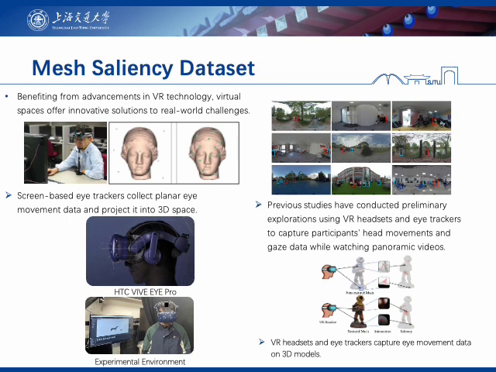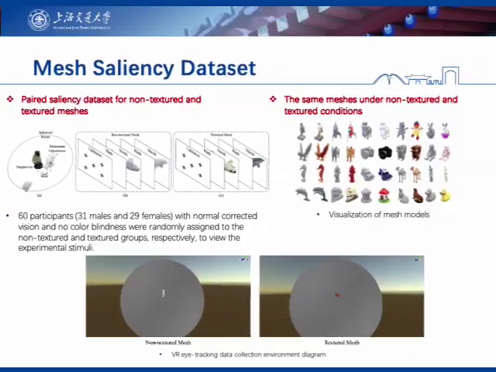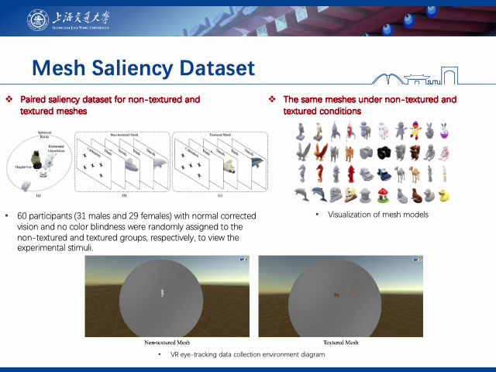Here we conduct an experiment to capture gaze data for 3D models using VR headsets and eye trackers. We have established a paired saliency dataset for non-textured and textured meshes, involving 60 participants in eye tracking experiments, and we provide the experimental environment setup within the Unity visual space.